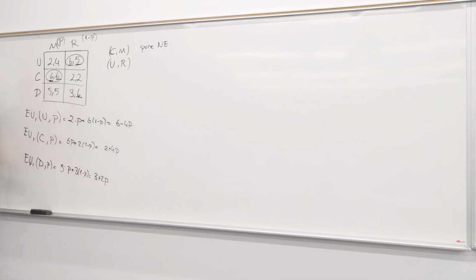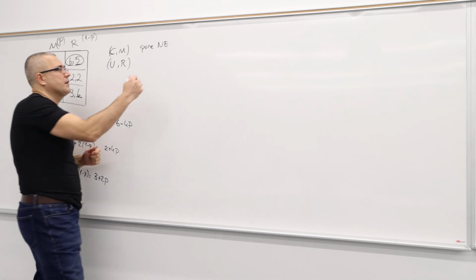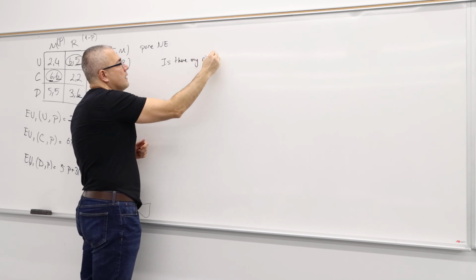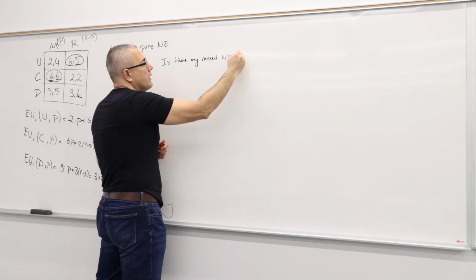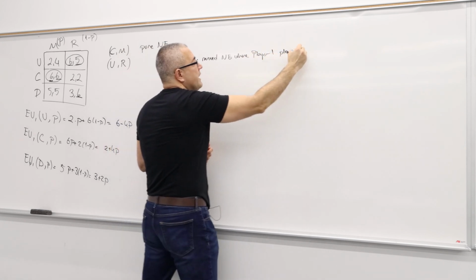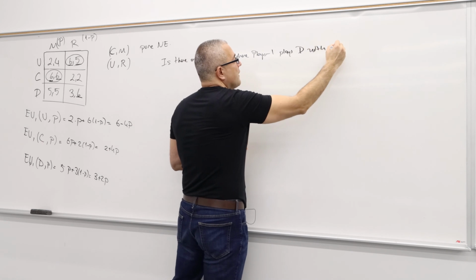I want to show you how we find all mixed strategy Nash equilibria. So what I'm going to do here is answer a simpler question. Can there be any mixed strategy Nash equilibrium where player 1 plays D with a positive probability? All right, so this is the question I'm asking. Is there any mixed Nash equilibrium where player 1 plays D with a positive probability?